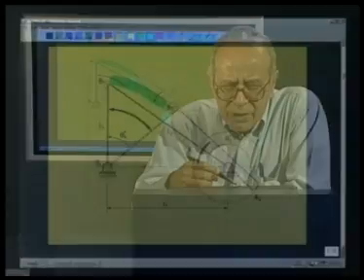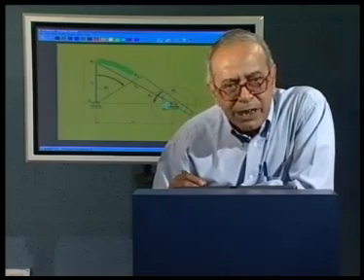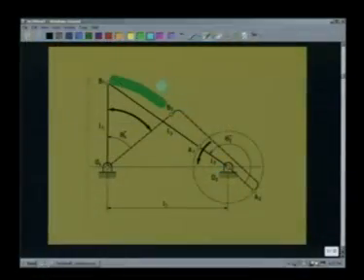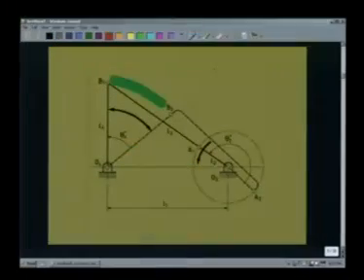Normally, we would like to have a quick return, that is returning from B1 to B2, it rotates through an angle 2 pi minus theta 2 star, and the forward motion, that is B2 to B1, it rotates through an angle theta 2 star, which is more than pi. The quick return ratio can be defined as, we can write QRR, quick return ratio will be theta 2 star divided by 2 pi minus theta 2 star.